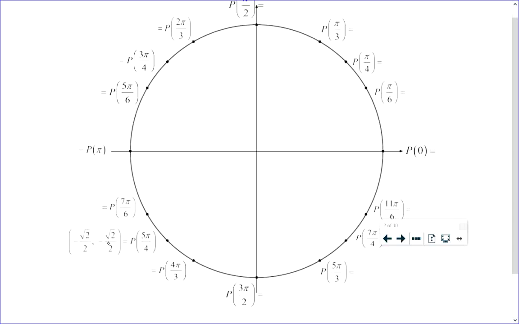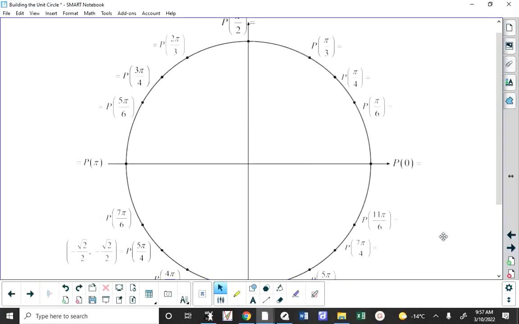So now, setting the stage here, let me explain what our goal is. Our goal is for you to be able to put the ordered pair for every single point that you're looking at on this unit circle, but they have to be exact values. They can't be decimals. That's our goal, for all of these ordered pairs to be labeled. So now let me go back to your lesson.